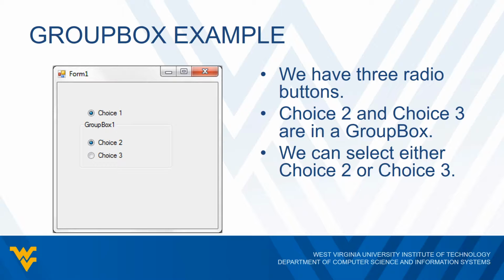Right now choice 2 is selected. If we were to select choice 3, then choice 2 would be unselected. So I can only pick one among choice 2 and choice 3. But notice that we could also select choice 1 at the same time. This is because choice 1 is outside of the group box, so we're allowed to select it even though we've already made our selection inside the group box.